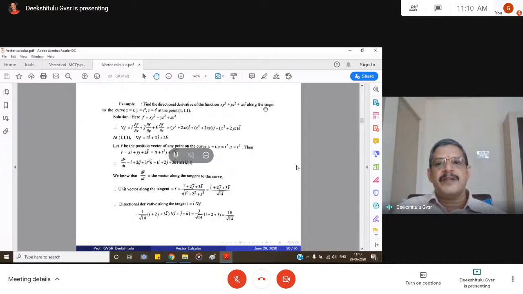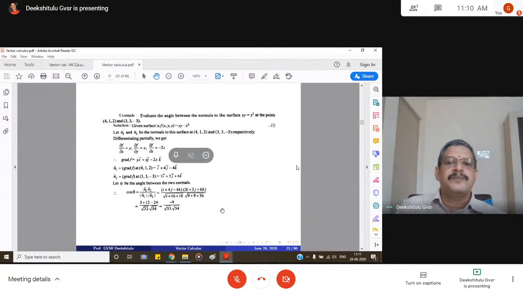So dr/dt is the vector along the tangent to the curve. dr/dt is i + 2tj + 3t²k. At the point, this is i + 2j + 3k. So the unit vector in this tangential direction is (i + 2j + 3k) divided by the square root of 1 + 4 + 9, that is square root of 14. So the unit vector is given, grad f is given. Now you have to find the directional derivative, that is given by grad f dot this unit vector, (i + 2j + 3k)/√14, dotted with grad f. That gives you the directional derivative.